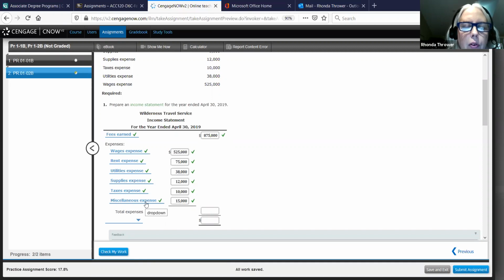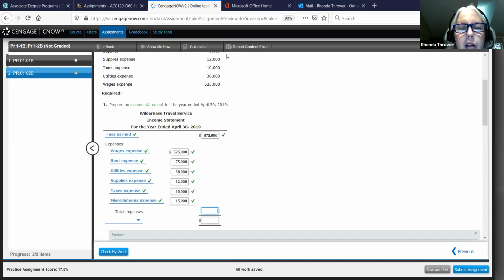Miscellaneous expense can consist of several really small expenses that we didn't want to take the time to open up an actual account for. And so this is a combination of several expenses, but expenses are recorded in their order, with the exception of miscellaneous. It's always reported last. On the income statement, it's very important that you total your expenses.